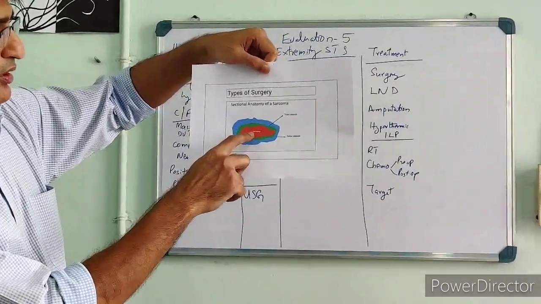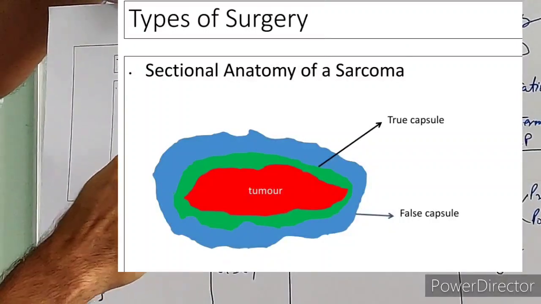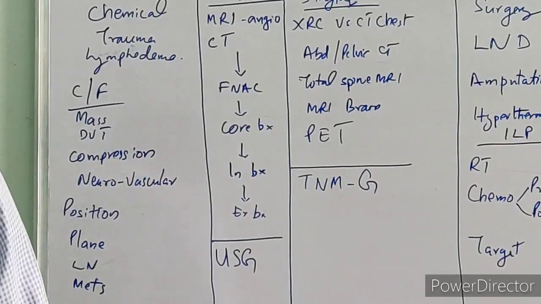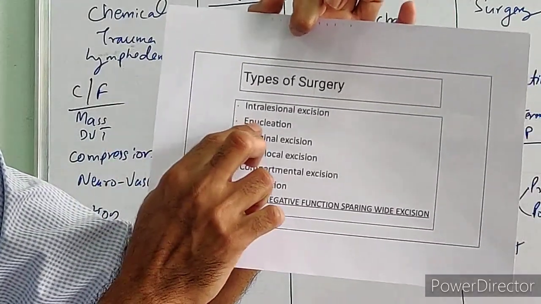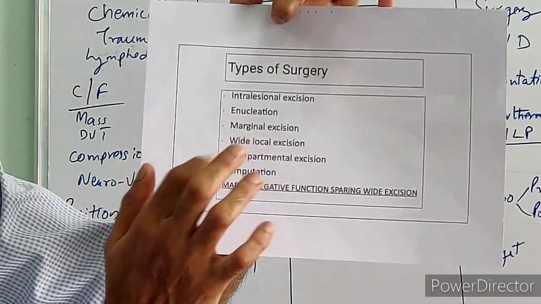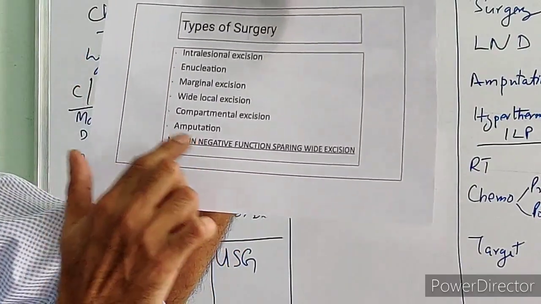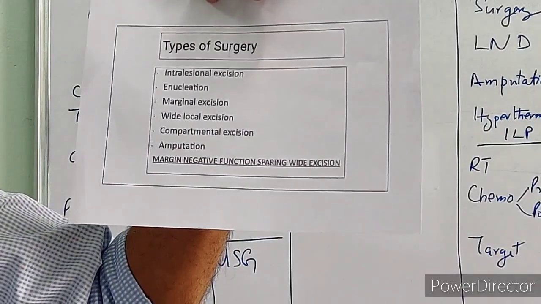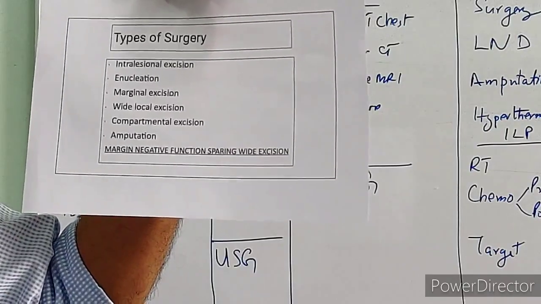This is a tumor around which there is a capsule, or maybe a broken capsule, a false capsule of the tumor. Accordingly, various surgeries are described: intralesional excision, enucleation, marginal excision, wide local excision, compartmental excision, amputation. But the latest treatment of choice is margin negative function sparing wide excision. For extremity soft tissue sarcoma, the treatment is margin negative function sparing wide excision.